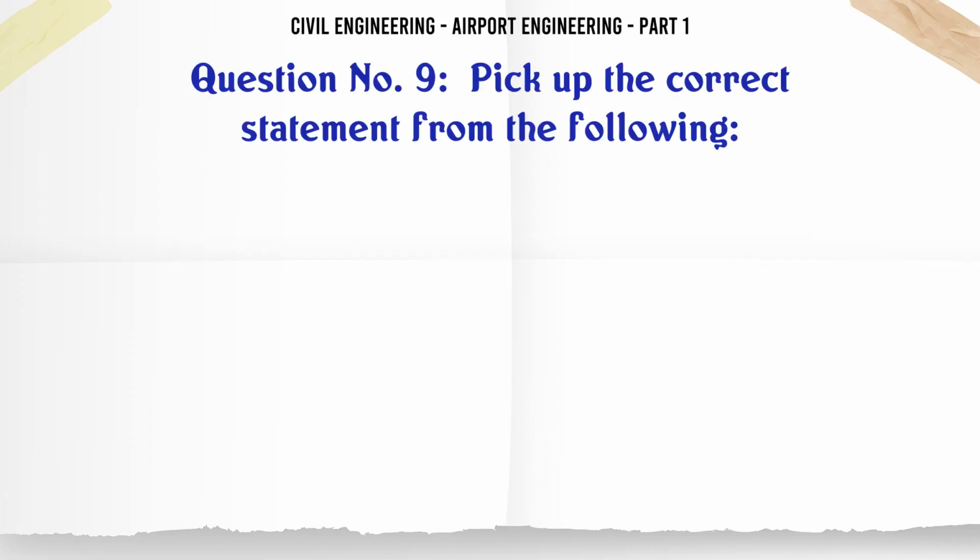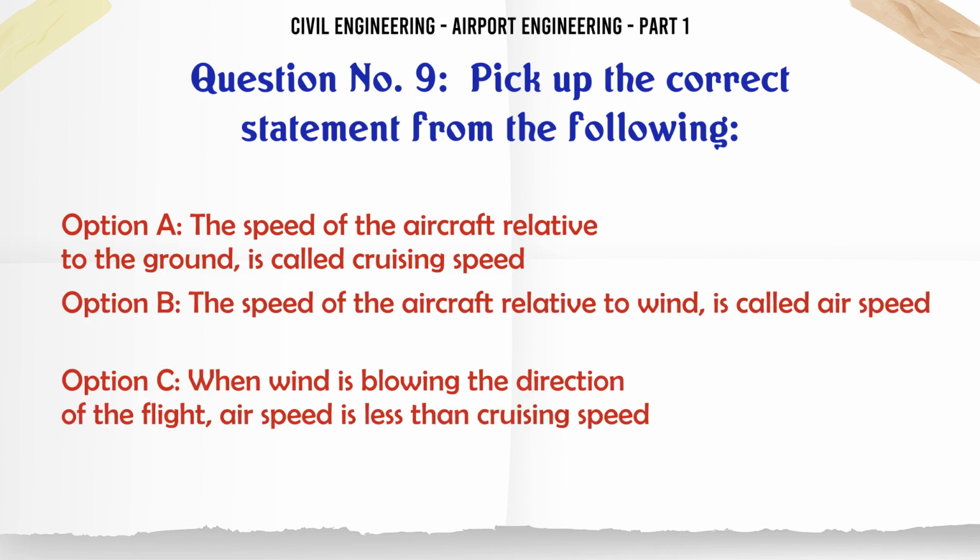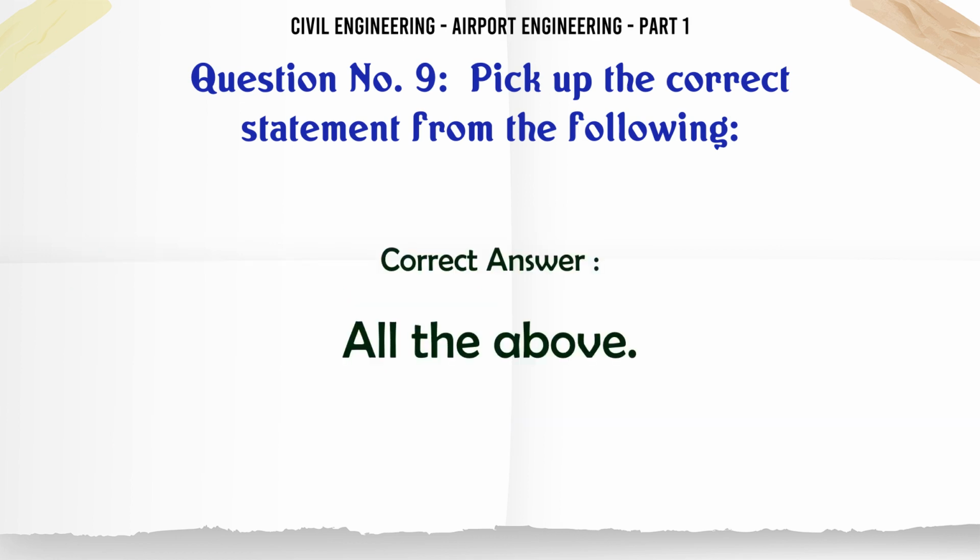Pick up the correct statement from the following. A. The speed of the aircraft relative to the ground is called cruising speed. B. The speed of the aircraft relative to wind is called airspeed. C. When wind is blowing in the direction of the flight, airspeed is less than cruising speed. D. All the above. The correct answer is all the above.